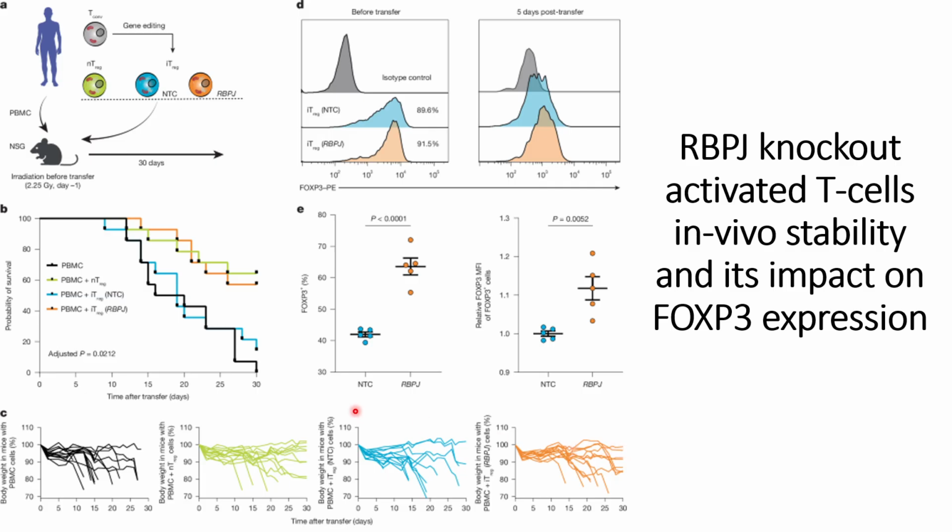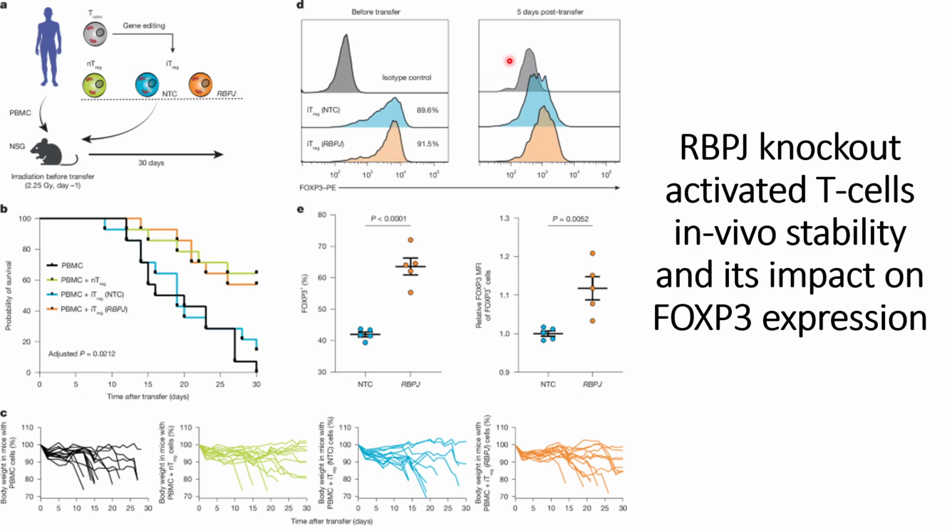Thereafter, they also checked the FOXP3 expression, whether it is also affected or not. So when they checked it in the flow cytometer before transfer, they can see that in the case of the activated T cells as a control, the FOXP3 expression is around 89.6%, and in the case where RBPJ has been knocked down, the FOXP3 expression is around 91.5%.